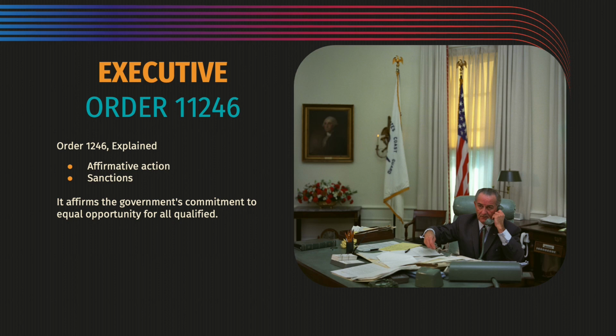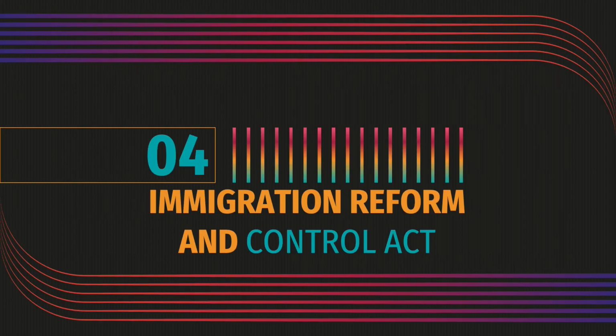Regarding sanctions, the order bars contractors failing to comply with affirmative action obligations from contracting further with the federal government. Immigration Reform and Control Act of 1986. The IRCA changed U.S. immigration law by making it illegal to hire illegal immigrants knowingly and establishing financial and other penalties for companies that employ illegal immigrants.